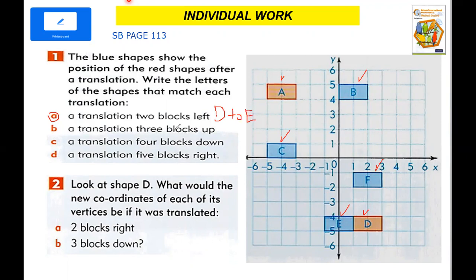A translation 3 blocks up. So let's see. This is our A. There's no number here. So it is up. So again, it is D. Translation 3 blocks up. So 1, 2, 3. It is again D to F.